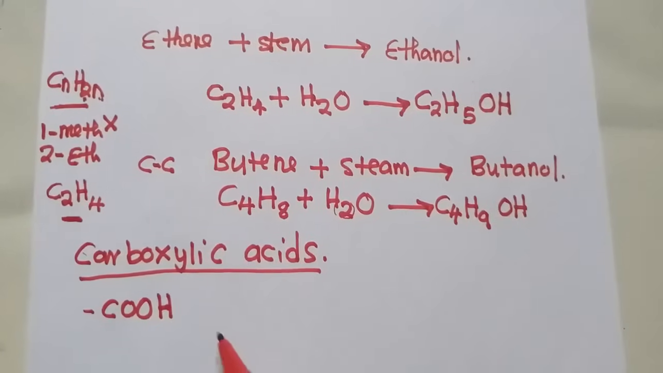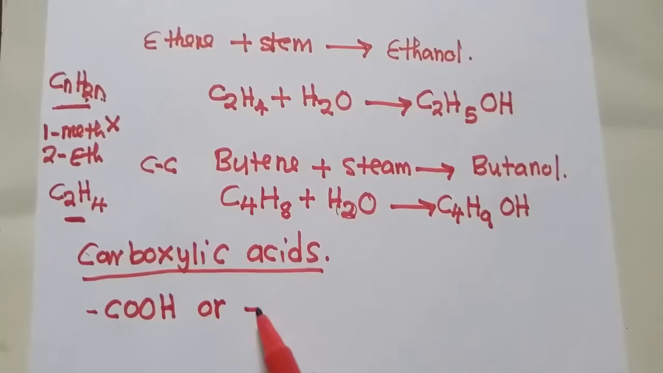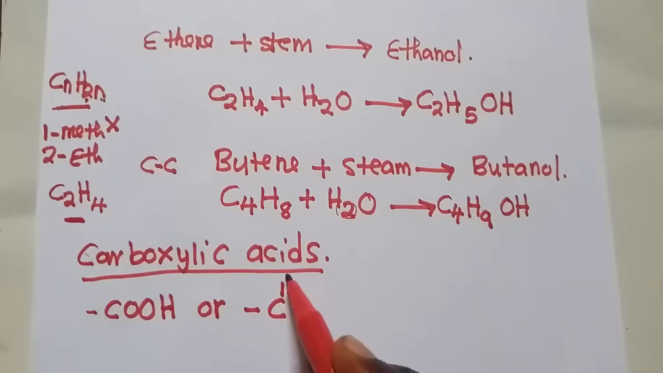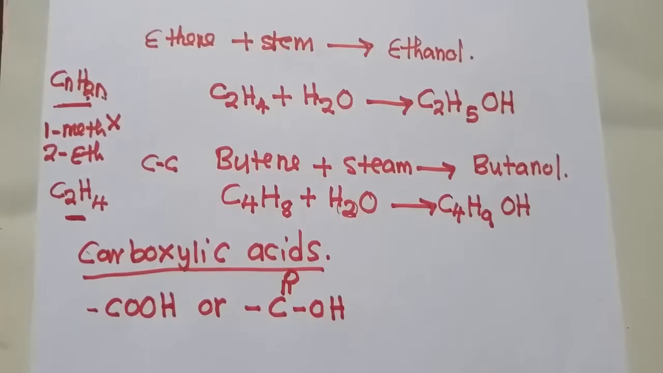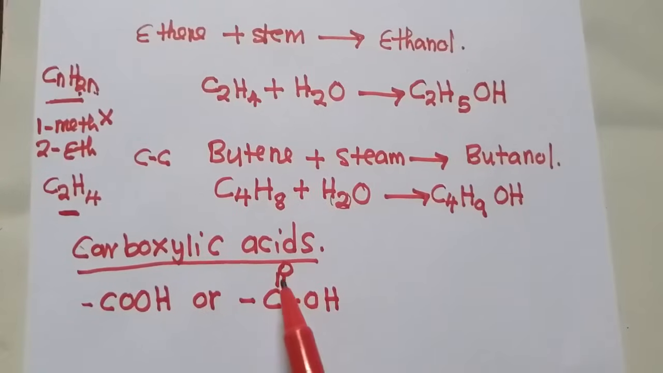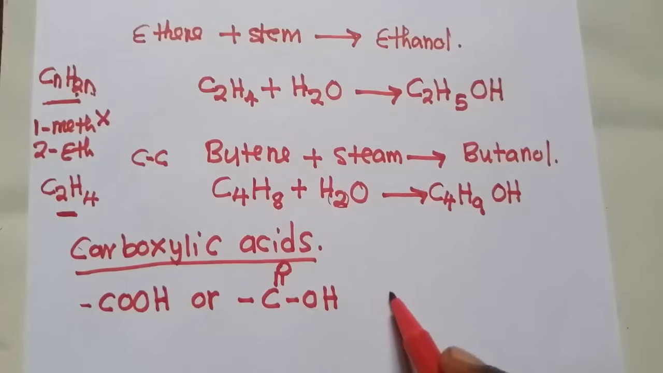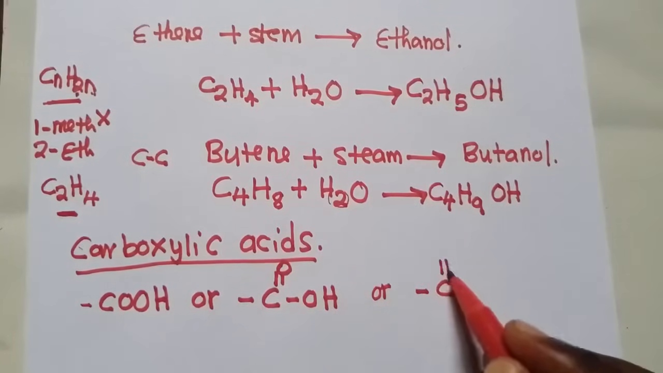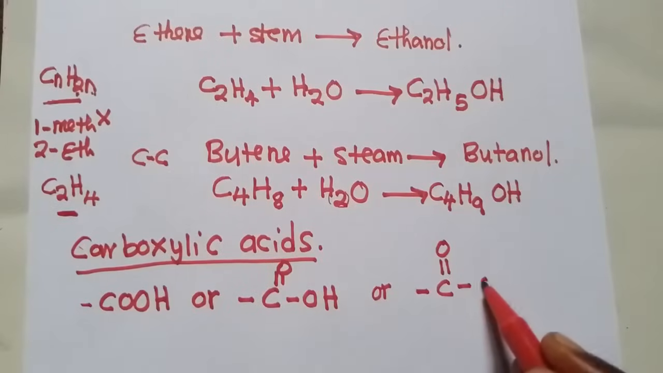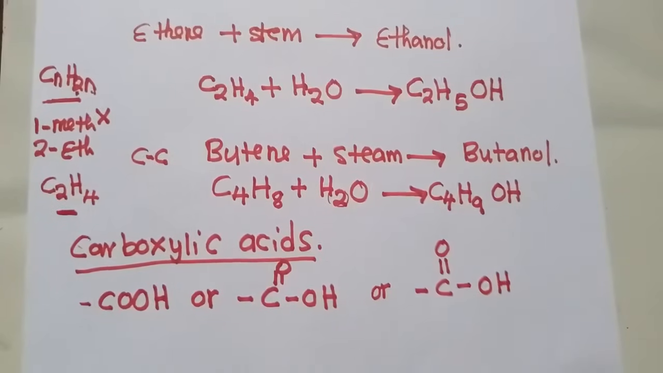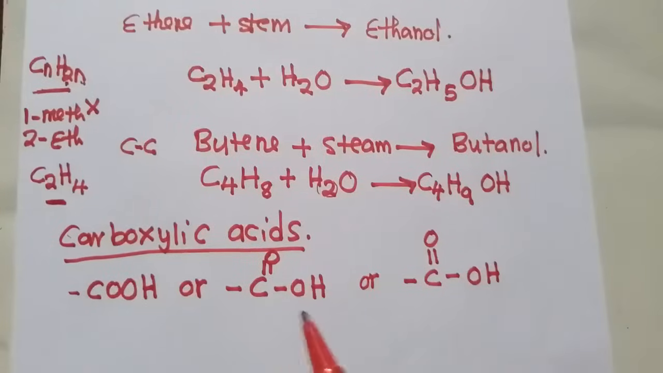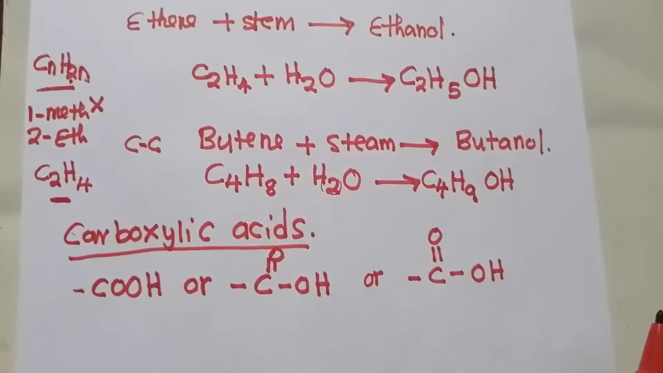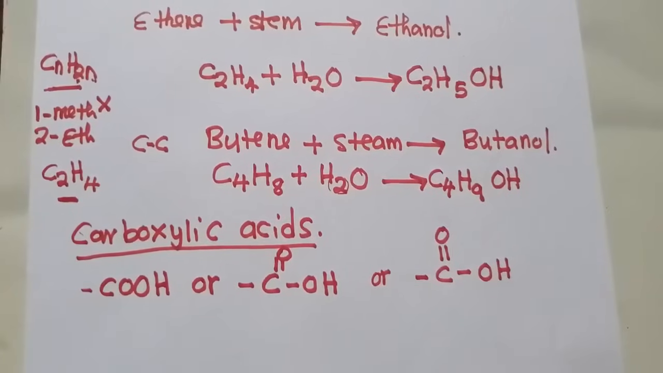We can also write this in this way: C, then a double bond to O, then O, H, like this. I can write them like this, with a double bond on top there. Maybe you were not able to see what I've written, so I'll write it here again: a double bond there, then O, H here. This is the functional group. This is what you need to know and understand.